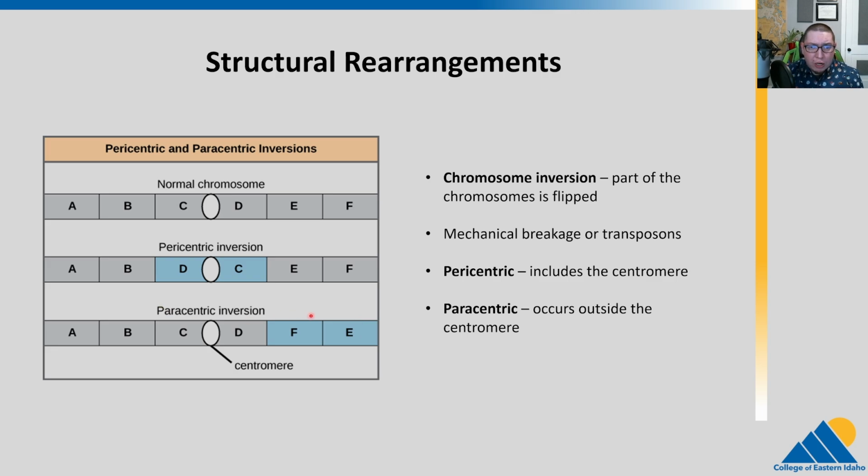A pericentric inversion includes the centromere. So here you can see the normal patterning, and here we've flipped around the centromere. A paracentric inversion occurs outside of the centromere. So here you can see a paracentric inversion. Not super important for us, but these terms do get thrown around sometimes. So it's good to know what's happening and to know the term centromere, right? Because that's a key structural component of the chromosome.